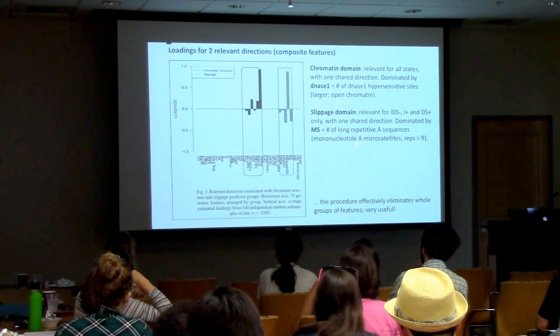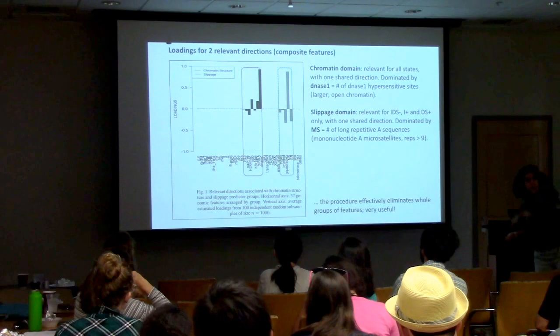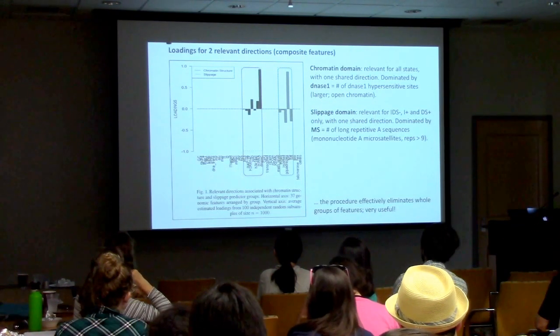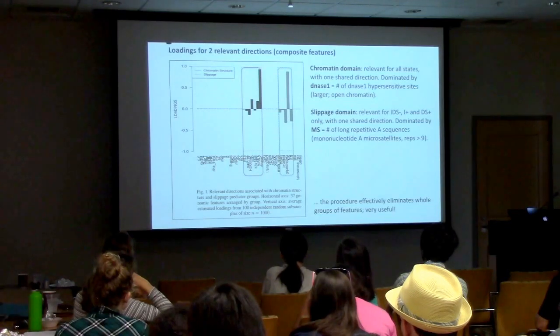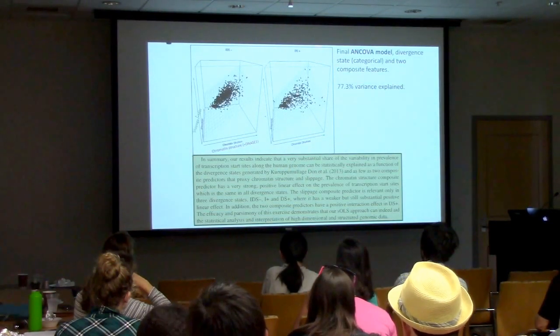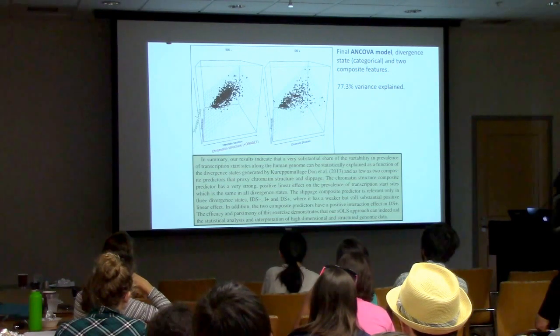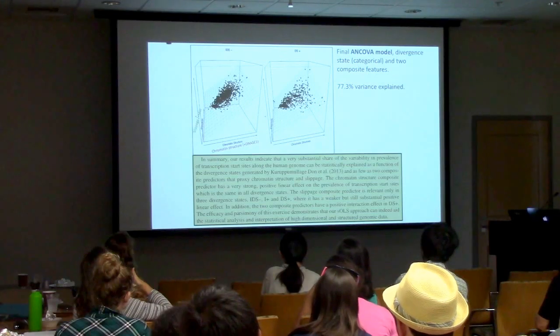And another one that is dominated by the number of microsatellites, which is a slippage domain composite, and it's actually relevant only in 3 states out of 6. Okay? If you do an ANCOVA model with these 2 composite predictors and the hotness labels, you explain 77.3% of the variability and prevalence of functional non-coding elements.